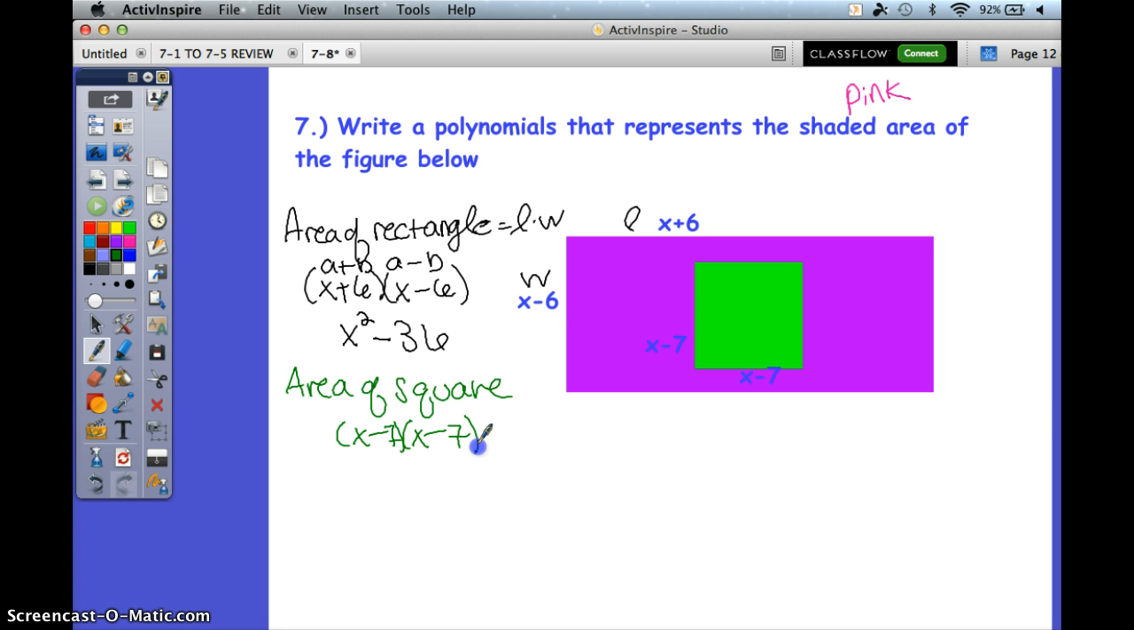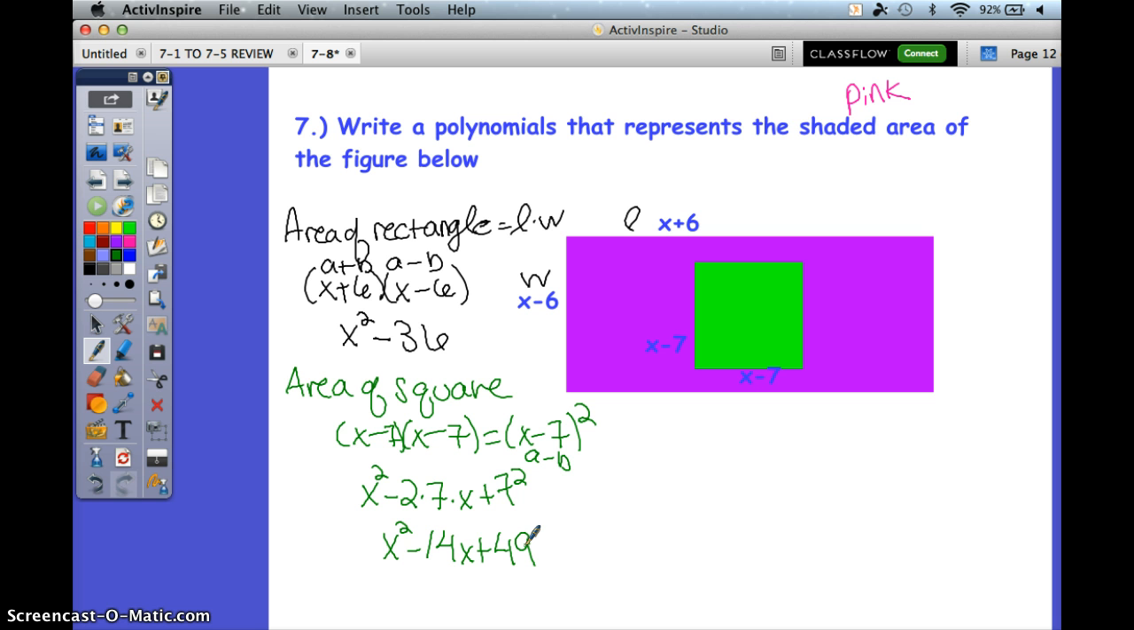is just your side squared, length times width again, but in this case it's just x minus 7 times x minus 7, which isn't that the same thing as x minus 7 quantity squared. So in this case we have a minus b squared, so we have a squared, x squared, minus 2 times 7 times x plus 7 squared.